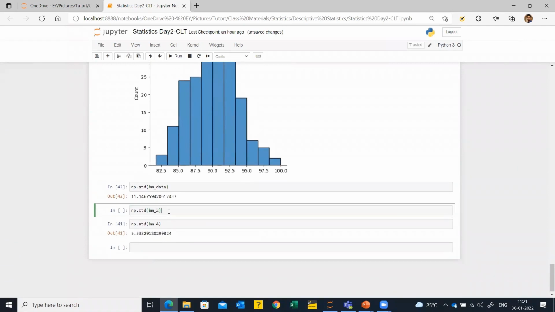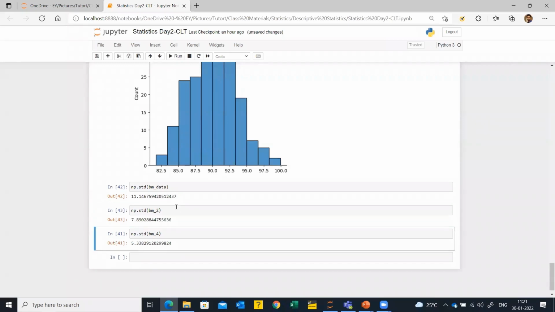Now, when you have two samples, your standard deviation comes to 7 point something, obviously, because it is getting divided by root 2, which is 1.41 or something, right? And when you are dividing the exact value by root 4, it is getting divided by 2, which is 11.14 divided by 2, which is coming somewhere around 5.33. Yes. Again, some plus minus error. Yes, I think I have done something wrong in my calculation. Right.